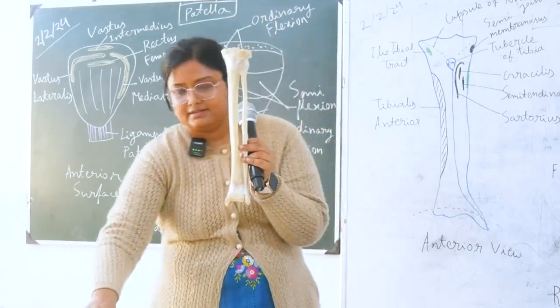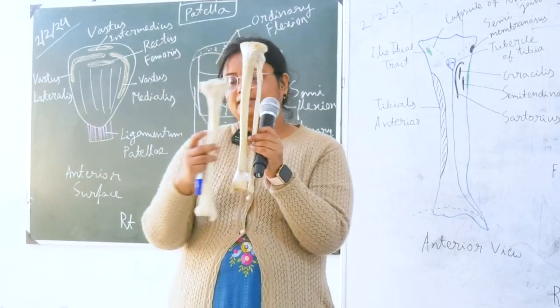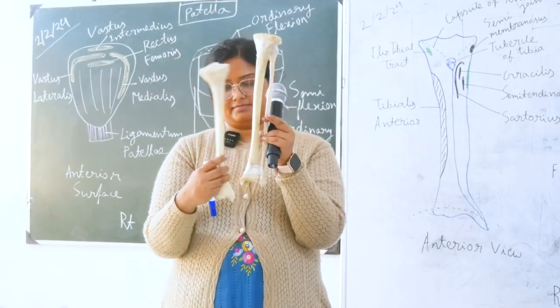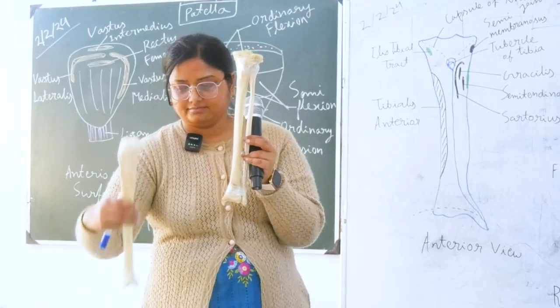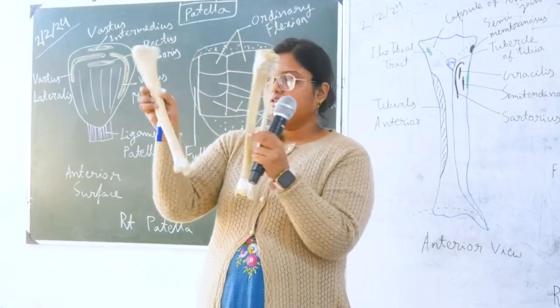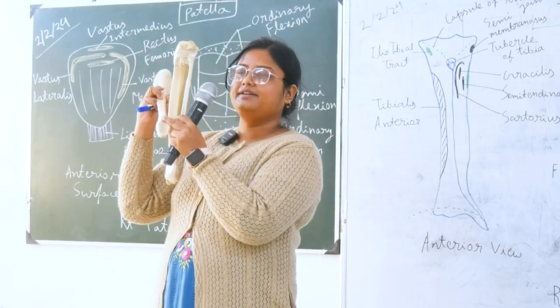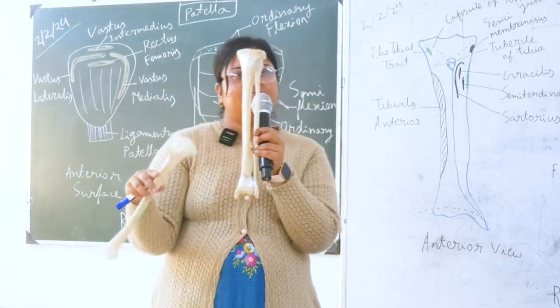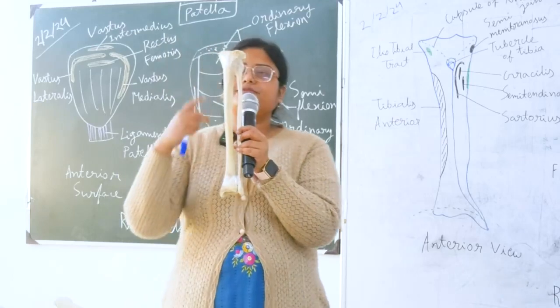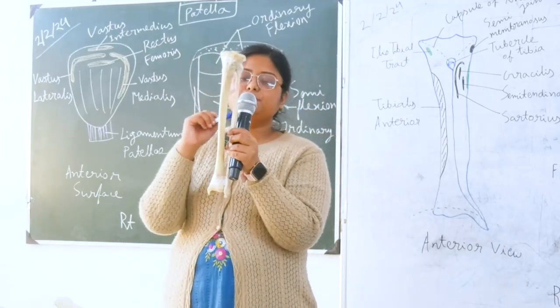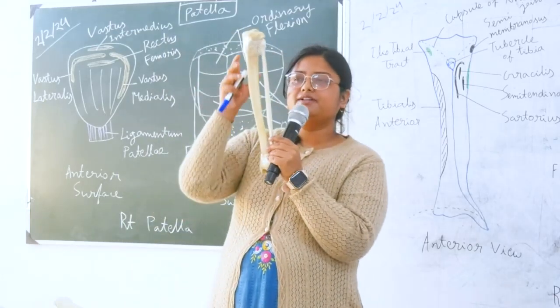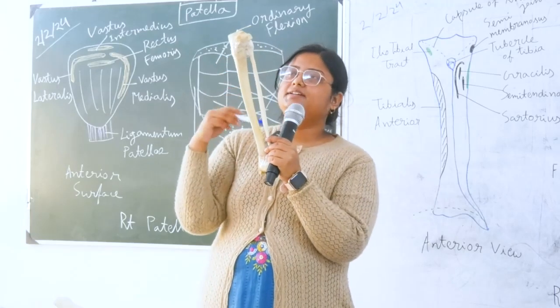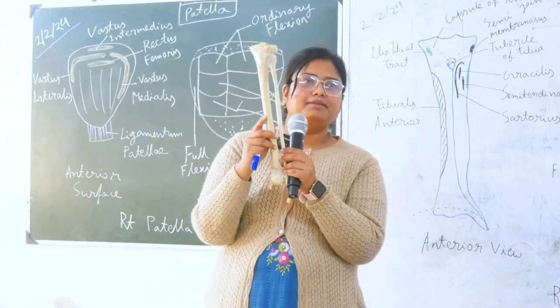Here, this triangular rough area articulates with the fibula, forming the inferior tibiofibular joint, and the two interosseous borders of these two bones are connected by the interosseous membrane.